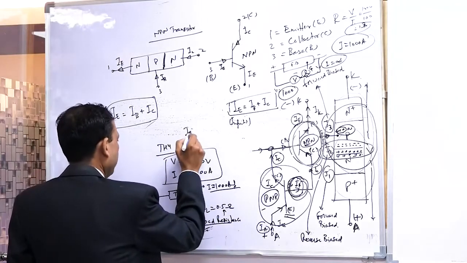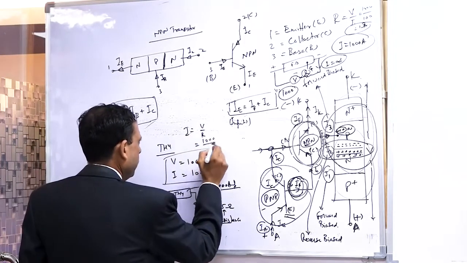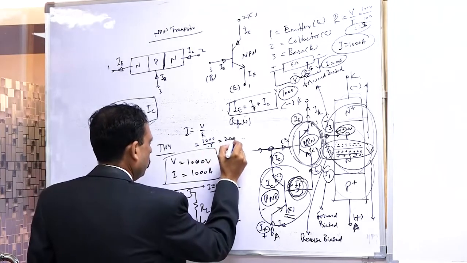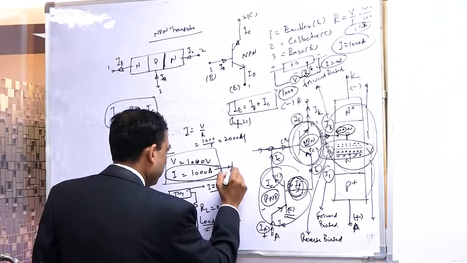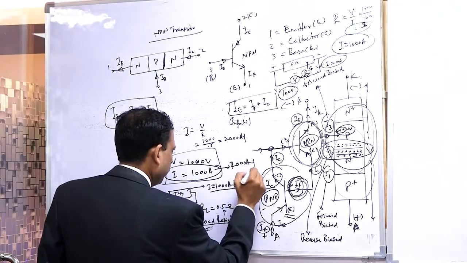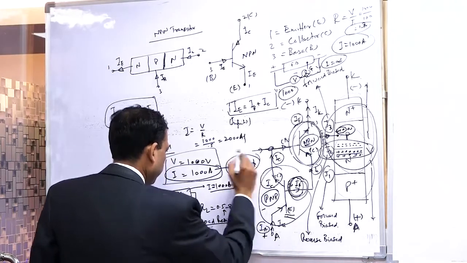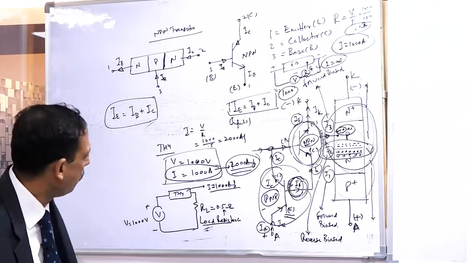Because the current is going to be voltage divided by resistance. Voltage is 1000, resistance is 0.5, so it is going to be 2000 amperes. So we have to revise the thyristor rating to 2000 amps. Is it clear? You are right, sir. So we have to revise.